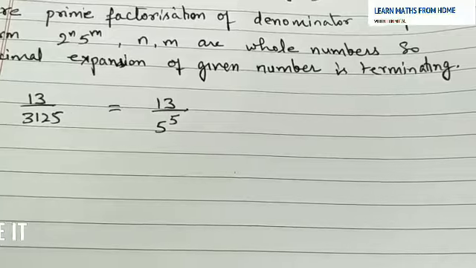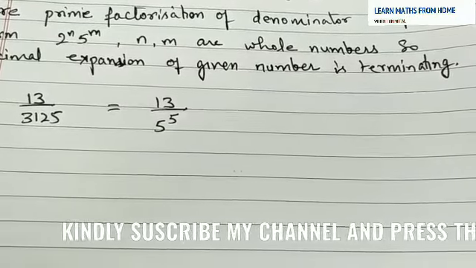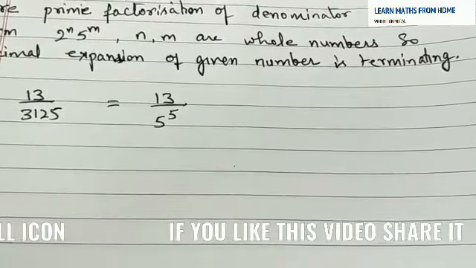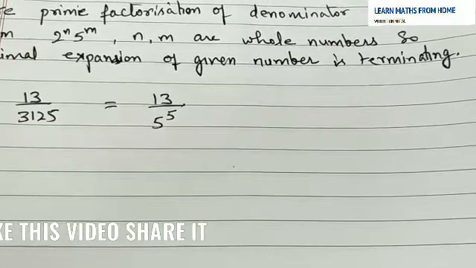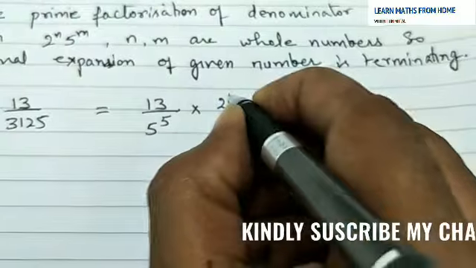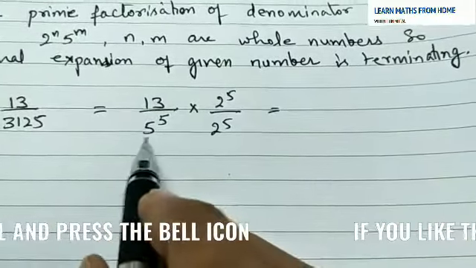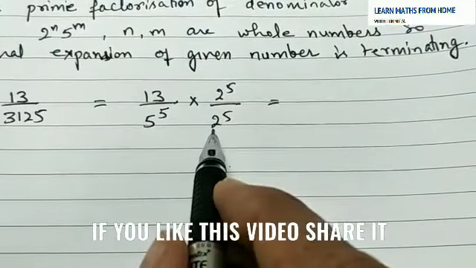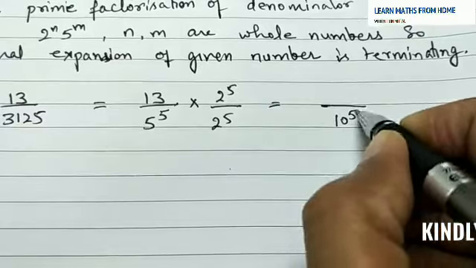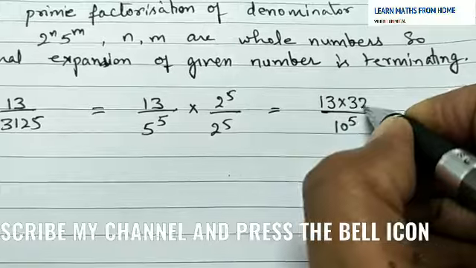Now if you see in the denominator we have 5 fives, 5 times 5, so the same number of times we must have 2's also. So we will use the concept of equivalent fraction, equivalent rational number, so we will multiply by 2 raised to power 5 over 2 raised to power 5. Now you see in the denominator we have an equal number of 2's and 5's, right? So it will become 10 raised to power 5, and the numerator will be 13 into 32.